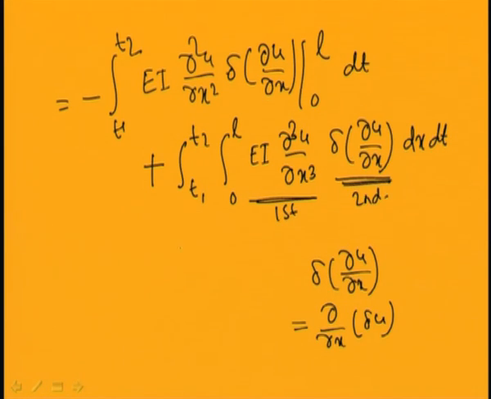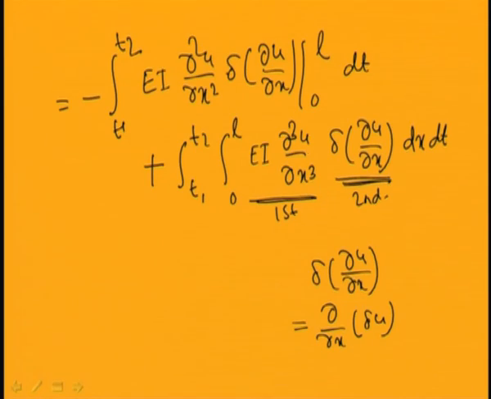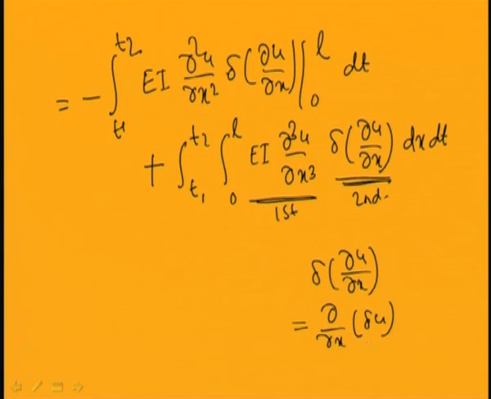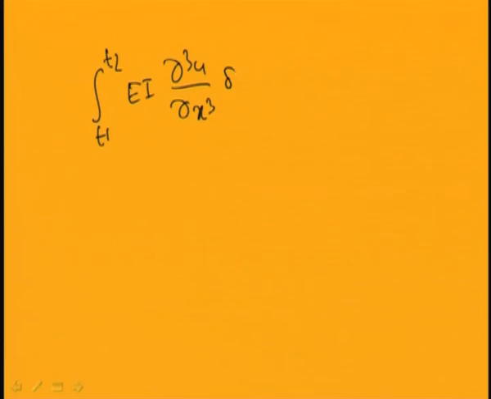So, this integration becomes, I am writing only this part. So, this integration I can write equal to integral T1 to T2 of EI del fourth u by del x fourth, into this integration it will become del u into del u, 0 to L, minus integral T1 to T2, 0 to L.